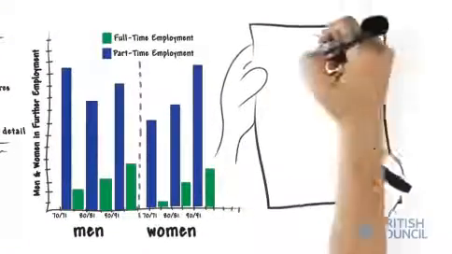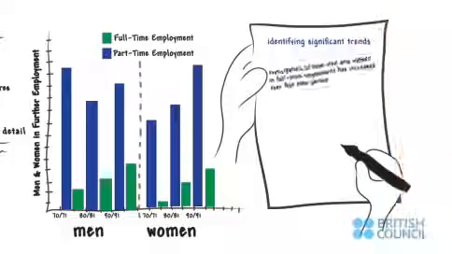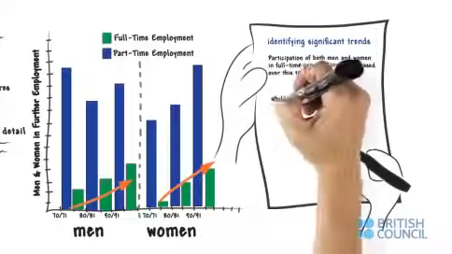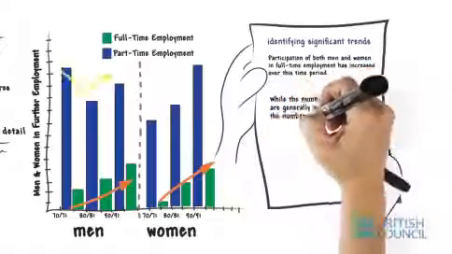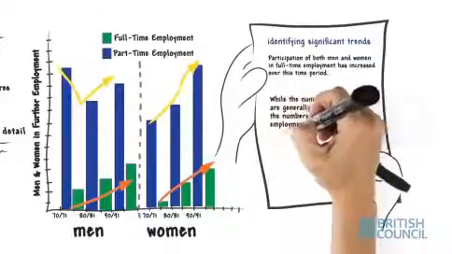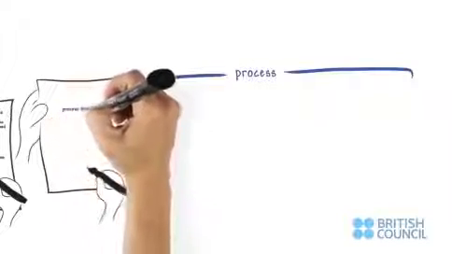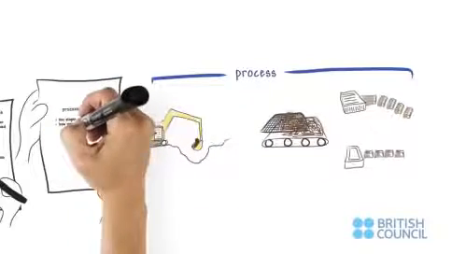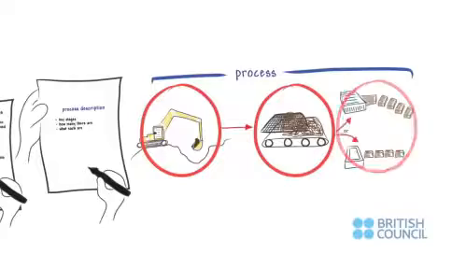Here's an example of identifying significant trends. Looking at this graph, we would say, from the graph it is apparent that participation of both men and women in full-time employment has increased over this time period. However, while the numbers of women are generally increasing, the numbers of men in part-time employment are fluctuating. In a question requesting a process description, the overview might identify the key stages in the process. For instance, how many stages there are and what each are, briefly.